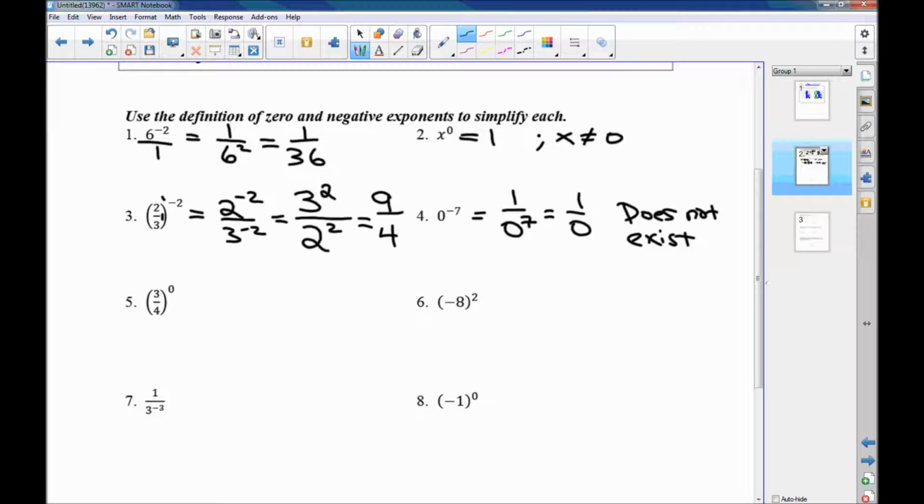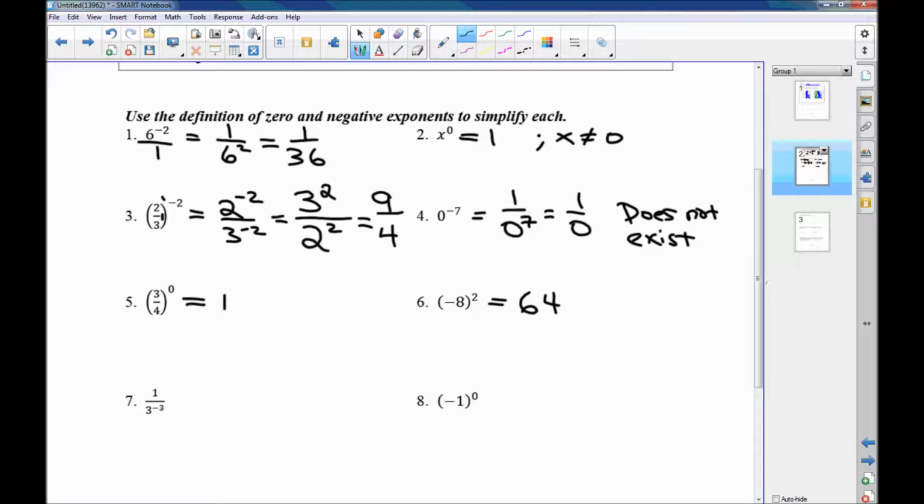All right, but a 0 exponent is great. 0 exponent, the simple rule, 1, as long as the base isn't 0. So negative 8 to the 2 power, we've already done that. Notice the exponent's not negative, the exponent's positive. So this is just negative 8 times negative 8, which is 64.